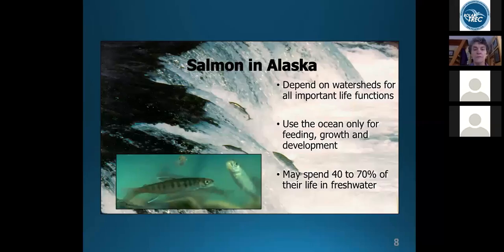So let's take a closer look at how salmon depend on those watersheds. They depend on them for all of their life functions. And salmon, the reason they have the definition anadromous is that they use the ocean only for feeding and growth to adulthood. So many of these salmon species spend up to 70% of their life in freshwater, somewhere within a watershed.